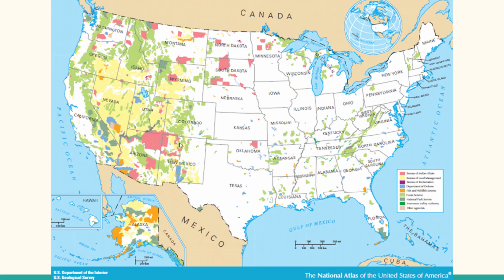The pink areas here are Bureau of Indian Affairs ground, and so there's a lot through the Southwest. And then the Department of Defense ground is shown in blue, and so there's a really large portion of New Mexico and West Texas that is designated for DoD land. There's a lot in Arizona, and there's a lot in Nevada as well.